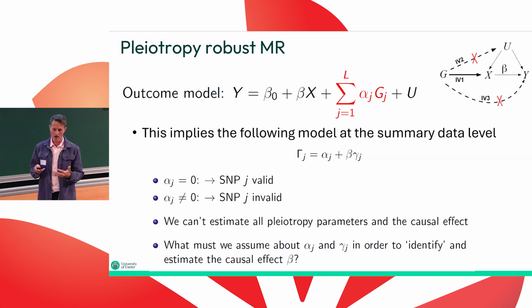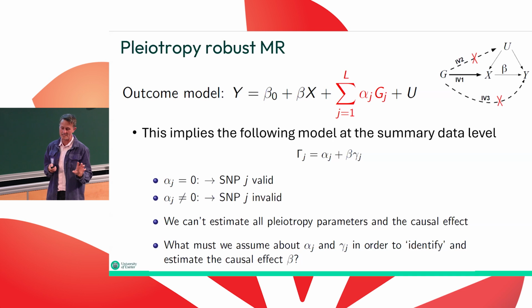But when we calculate our summary data, what we'll get is that our SNP-outcome association for our jth SNP follows this model instead. It has a potentially pleiotropic effect, and then the causal effect multiplied by the gene-exposure association. And if that alpha parameter is 0, that's okay. We've got a valid instrument. If it's non-zero, then it's invalid.